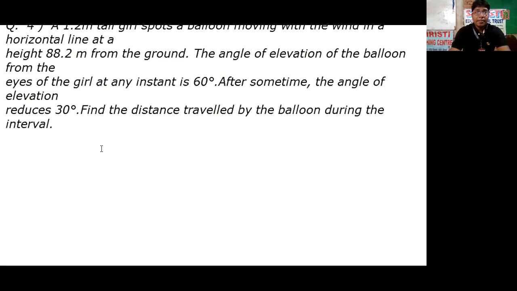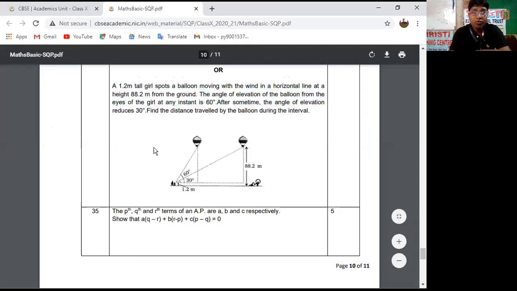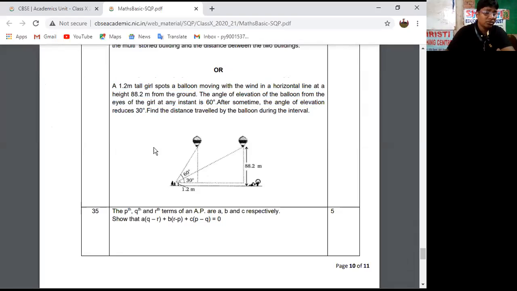A 1.2 meter tall girl spots a balloon moving with the wind in a horizontal line at a height of 88.2 meter from the ground. The figure is also given in the question, so you can observe the figure here. This is one height, which is given as 88.2 from here to there, from the ground. And the angle of elevation, what is the angle of elevation?